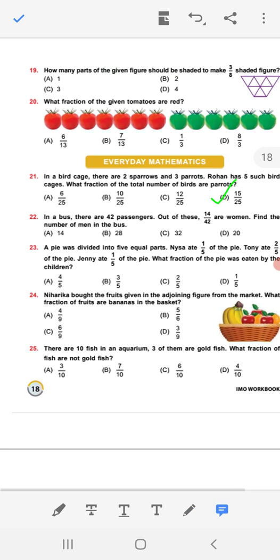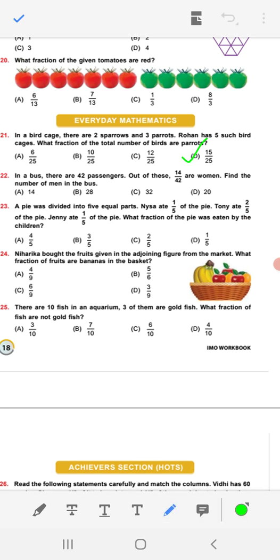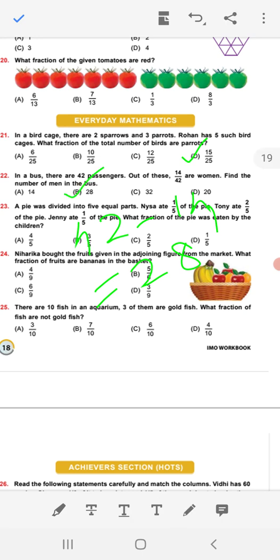That is 42 minus 14. This becomes 28. So 28 men are there. Option B is correct here.